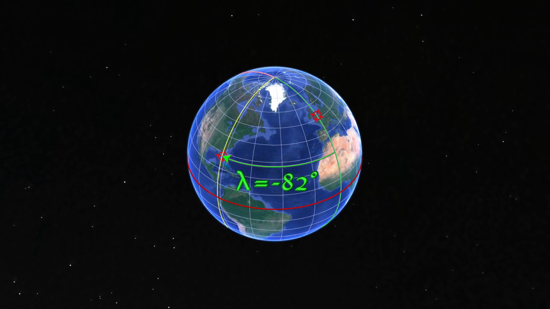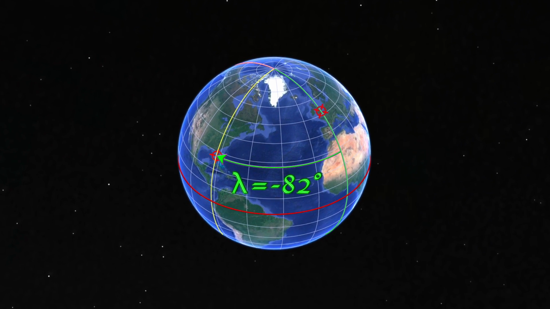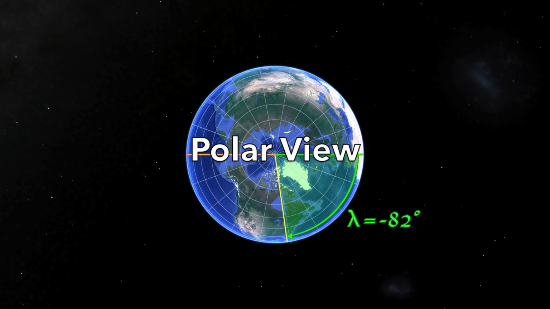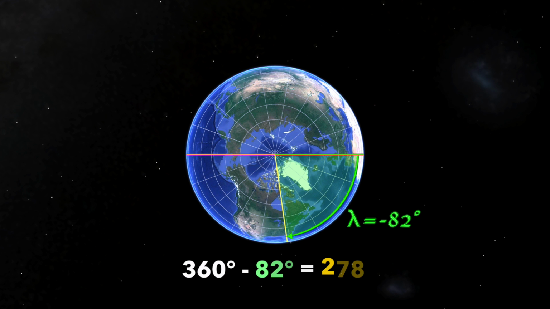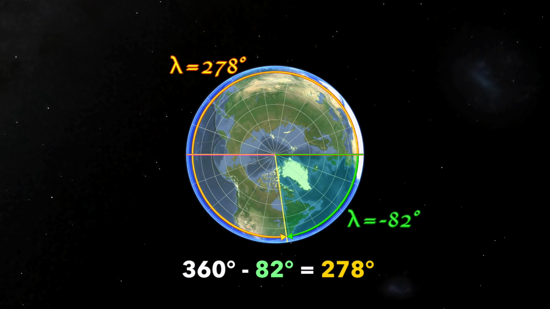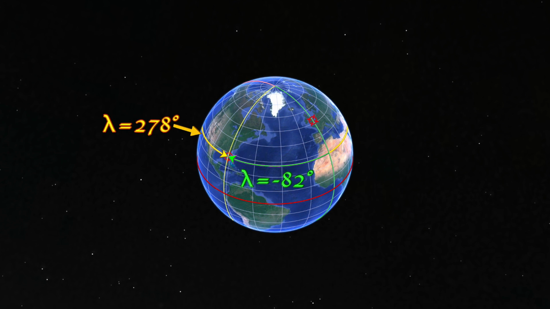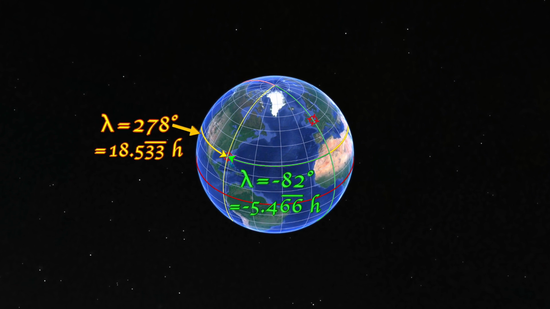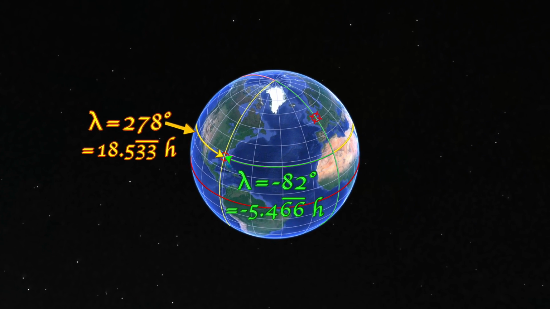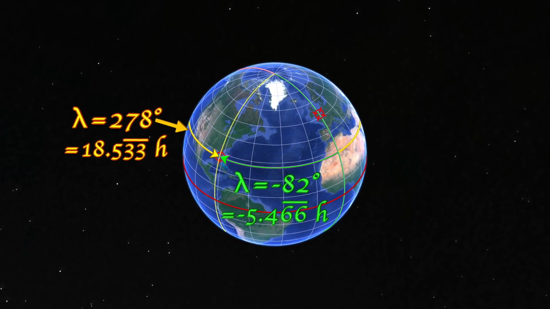In order to render a positive longitudinal offset in relation to Greenwich, we need to subtract our complementary western longitude from 360, which results in an eastern longitude of 360 minus 82 equals 278 degrees east. We can convert this into hours by dividing it by 15, which results in a positive eastward time offset of 18.533 hours, or a negative westward time offset of 5.466 hours.